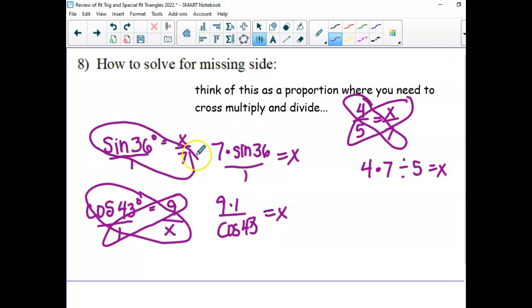Is everybody okay with what I'm talking about? I'm just thinking about the cross multiply and divide business. If the x is in the denominator, you have to go at it a little differently than when x is in the numerator. Those are just some examples. And now we're going to try. Ready?